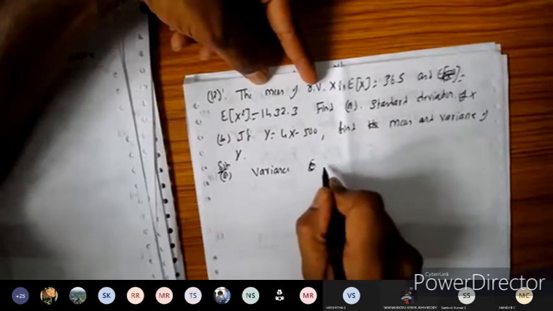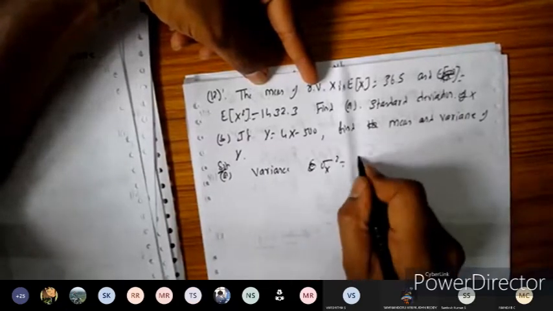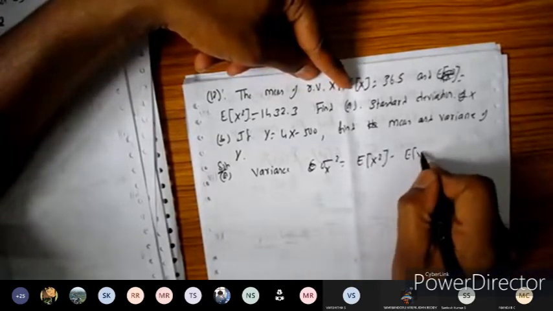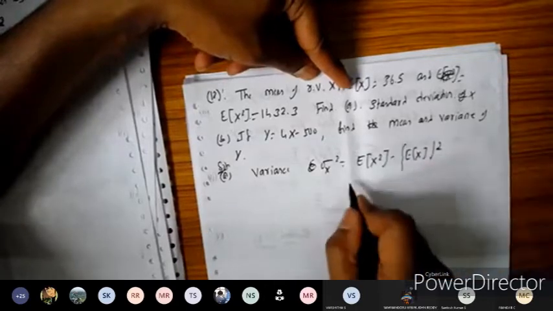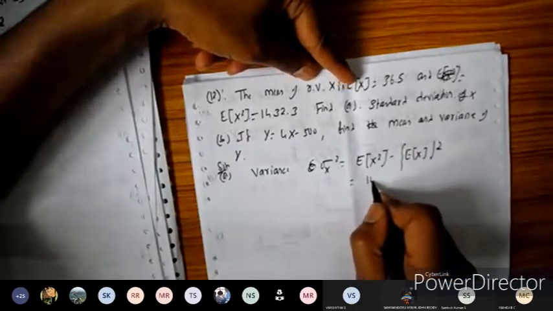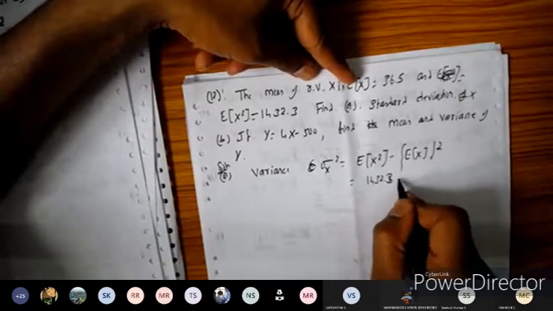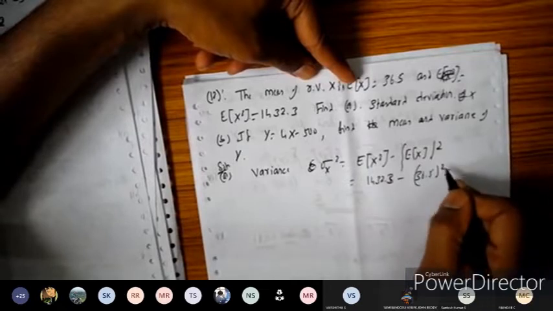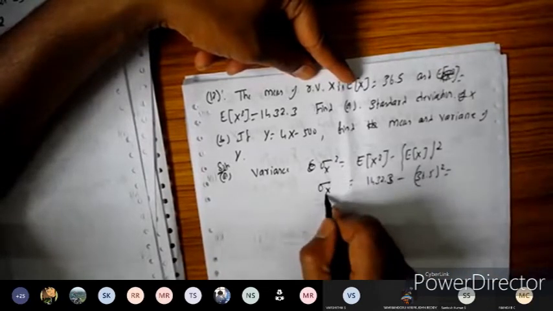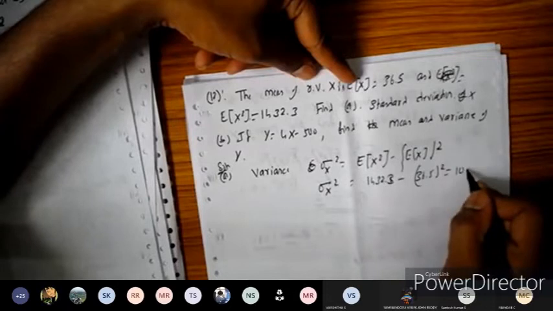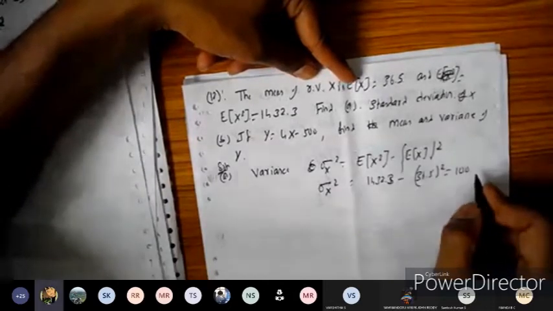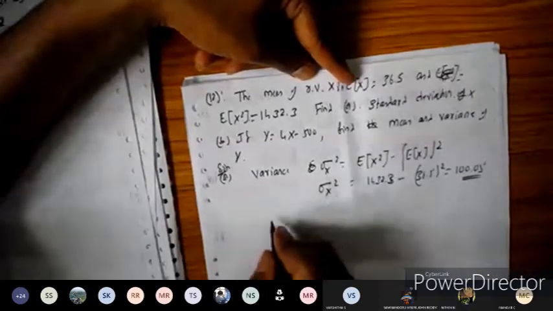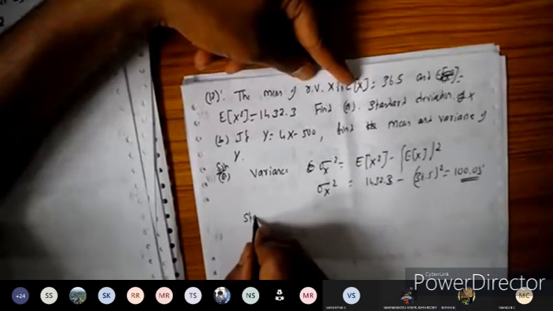So sigma x square is equal to the expected value of x square minus the square of the mean, the expected value of x the whole square. This becomes 1432.3 minus 36.5 the whole square. So how much will we get? 100.05. Very good, excellent.